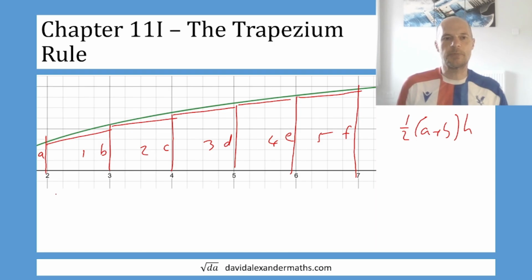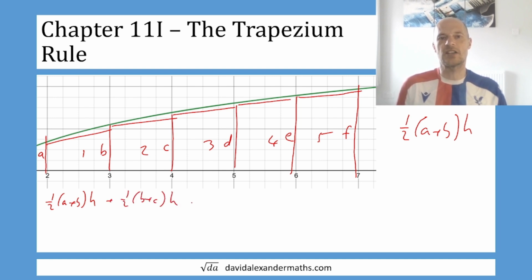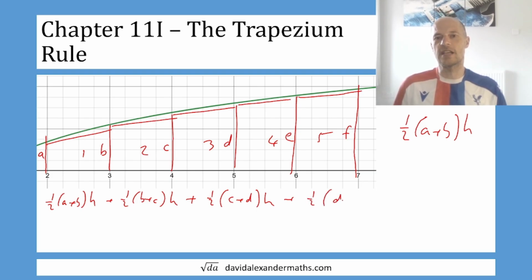So the area of trapezium 1 is a half of (a plus b) times h. Trapezium 2 is a half of (b plus c) times h. Trapezium 3 is a half of (c plus d) times h. And trapezium 4 is a half of (d plus e) times h. And trapezium 5 is a half of (e plus f) multiplied by h.